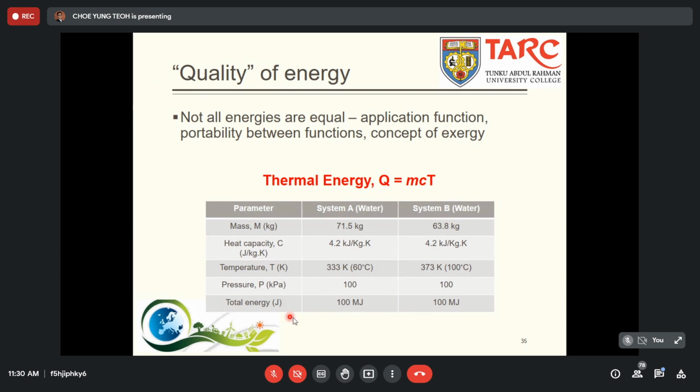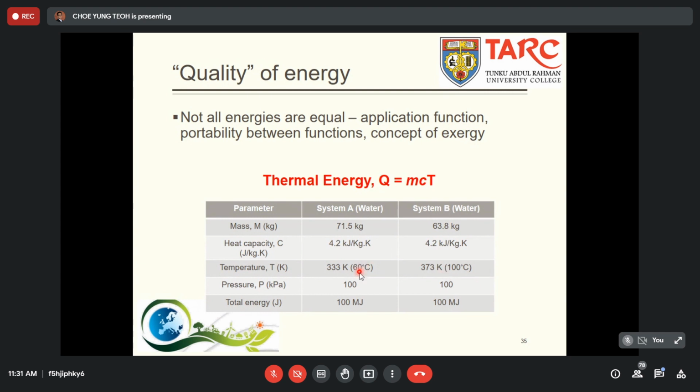Unless stated, say that this is the height of 100 meters or so. But now they don't say anything, so they give you a temperature difference. So the higher temperature should have the higher quality. Why? Because when you reach the higher degree Celsius of water, the water will become steam, so you can convert it to kinetic energy. And then you can get electricity.